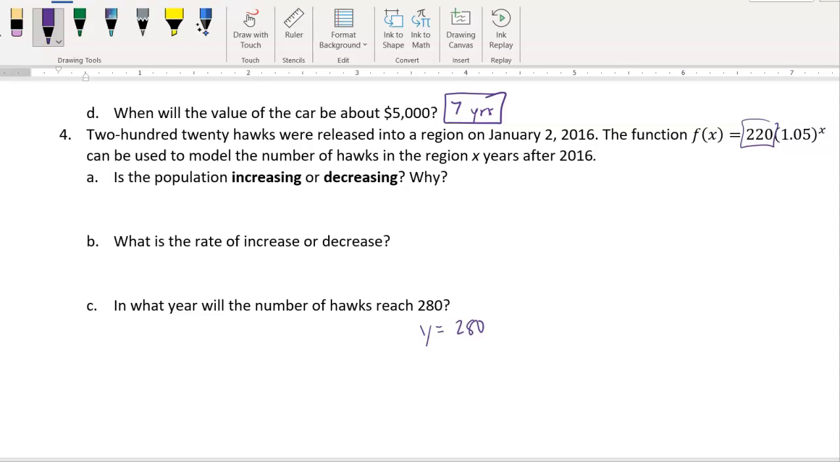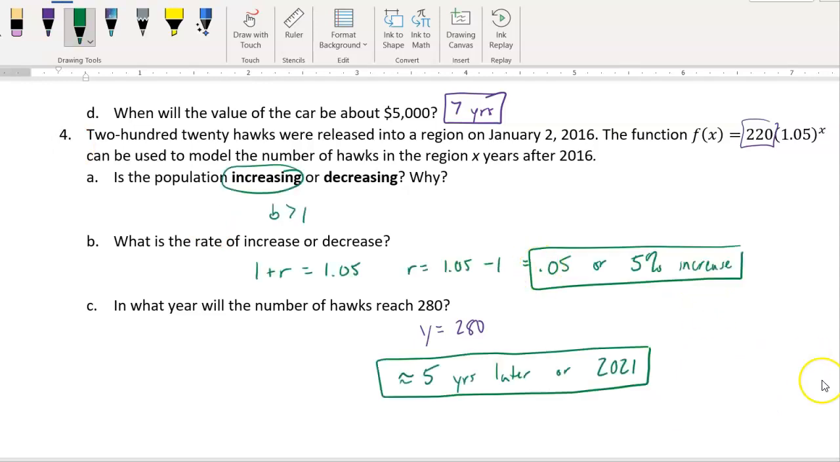So go ahead, try this one on your own, hit play when you're ready to check your answer. All right, let's see how you did. You should have gotten that for this problem.